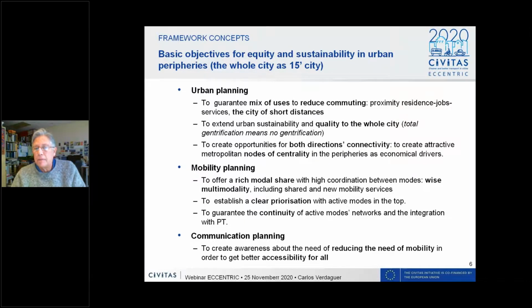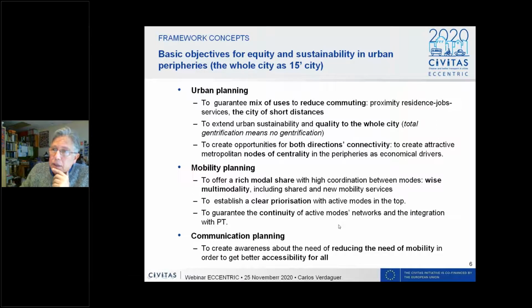Regarding mobility planning, we have to offer a rich modal share, a wise multimodality. I think one of the king ideas or queen ideas of our project is that multimodality is the solution, not only one mode can provide a solution for all the mobility problems. We have to offer multimodality with a clear priority for active modes, of course. And we have to guarantee the continuity of active modes. The networks have to permit crossing over and going all over, to allow for the accessibility to all the spaces in the whole city.